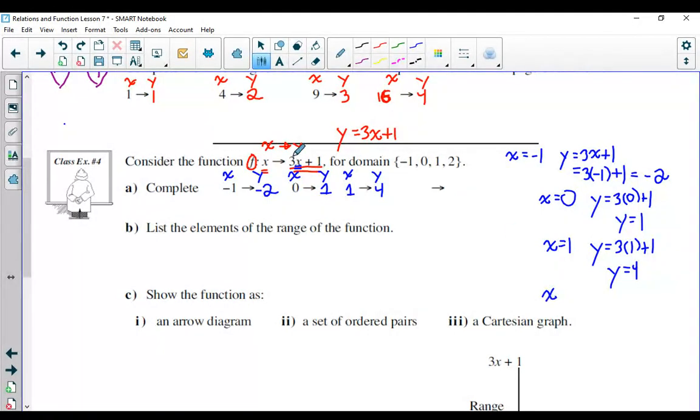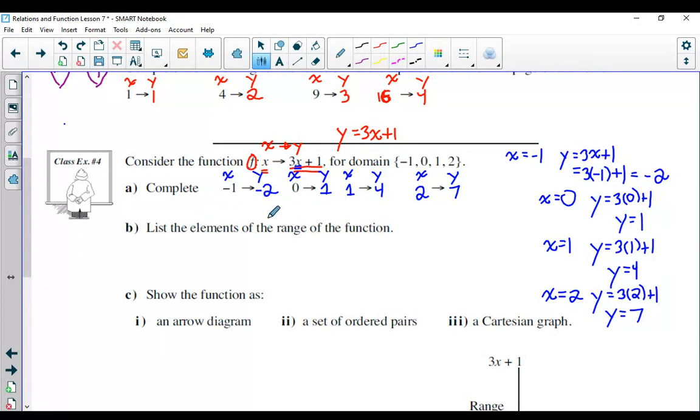And then my final value in the domain, when x is equal to 2, we're going to plug that into the equation to calculate the value of y. So 3x plus 1, so that'd be 3 times 2 plus 1. 3 times 2 is 6, plus 1 would be 7. Therefore, when x is 2, we would have y is 7. Okay, so that just shows how each distinct x element relates to the y element.